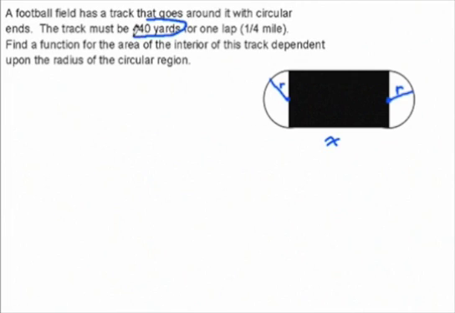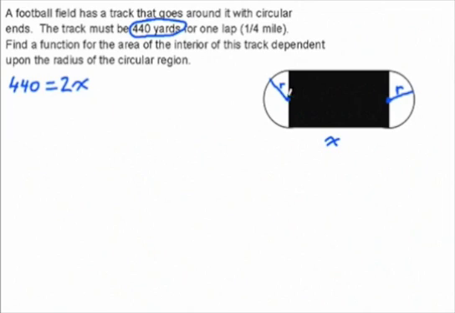We'll leave things in yards. I guess we can change them to feet, but it just makes the numbers larger. So we'll just stick with yards, and our function will end up to be something in square yards. So we're going to start off with 440 yards, and that's going to equal, well, we have these two straightaways, one on this side and one on that side, so they're both going to be x, so that would be 2x for the length of the two straightaways.